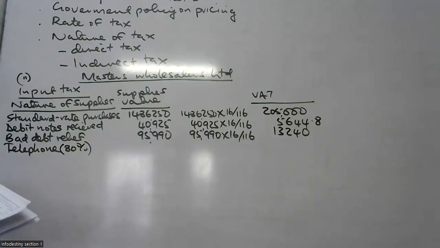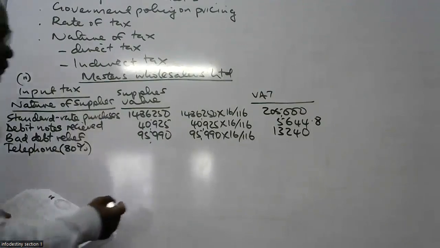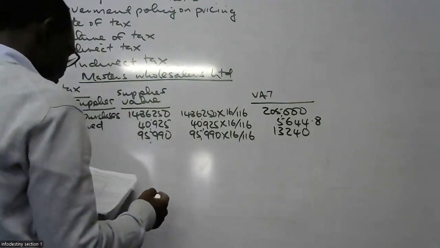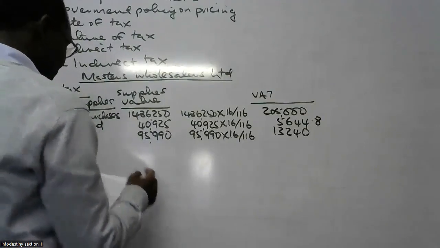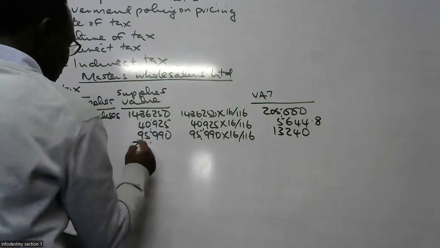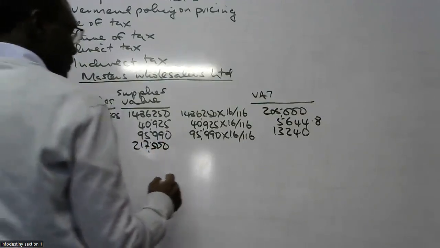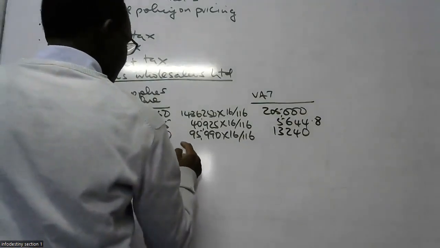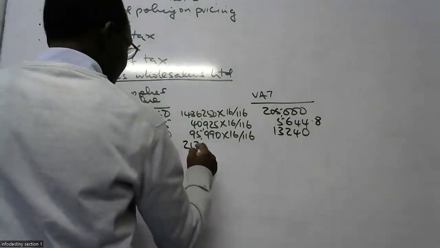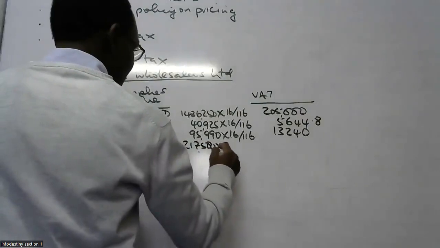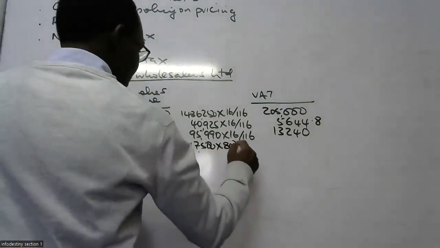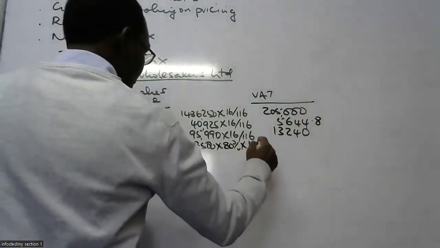No, we shall get the proportion for the VAT scenario. But I have to take the full value of 217,500. And then coming to claiming VAT, it is 217,500 times 80% times 16/116.